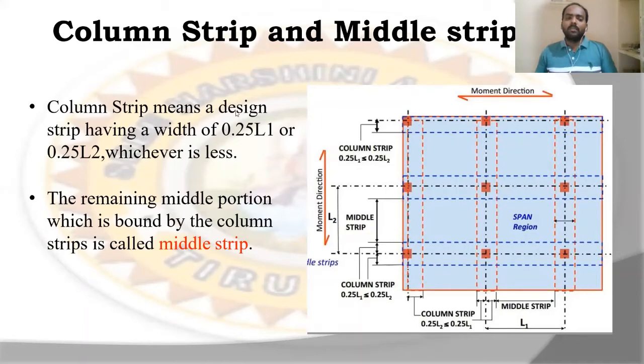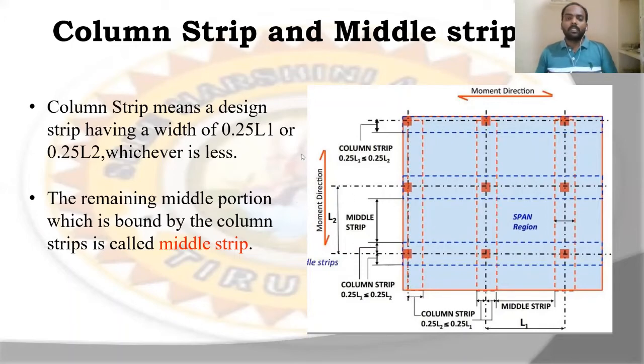To design the column strip, the width of the column strip should be taken, as per the code IS 456-2000, as 0.25 L1 or 0.25 L2, whichever is smaller. That means we have to consider it as the width of the column strip. Next, the remaining middle portion which is bounded by the column strips is called the middle strip.